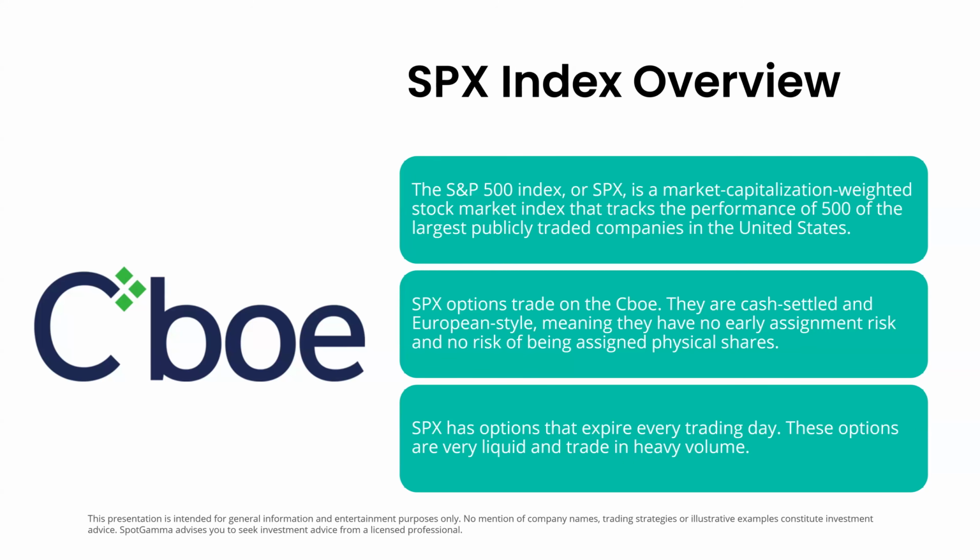The S&P 500 Index, or SPX, is a market cap-weighted stock market index that tracks the performance of 500 of the largest publicly traded companies in the United States. SPX options trade on the CBOE. They are cash-settled and European style, meaning they have no early assignment risk and no risk of being assigned physical shares. SPX has options that trade every trading day. These zero DTE options are key drivers of price. Finally, SPX options are very liquid and trade at heavy volume.